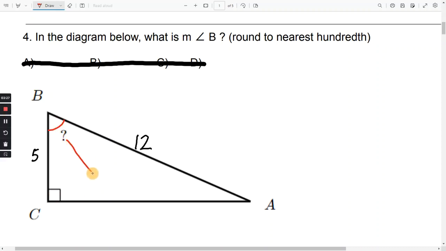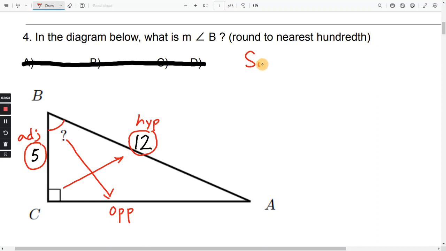You go across from the angle to the side, and that's going to be your opposite. Go across from the right angle, and that's going to be your hypotenuse. So that's 12. And the remaining side is going to be your adjacent. So once again, we're going to use SOHCAHTOA. And you want to look for the sides that are given. We have adjacent and hypotenuse. So you want to use the trig function with A and H.